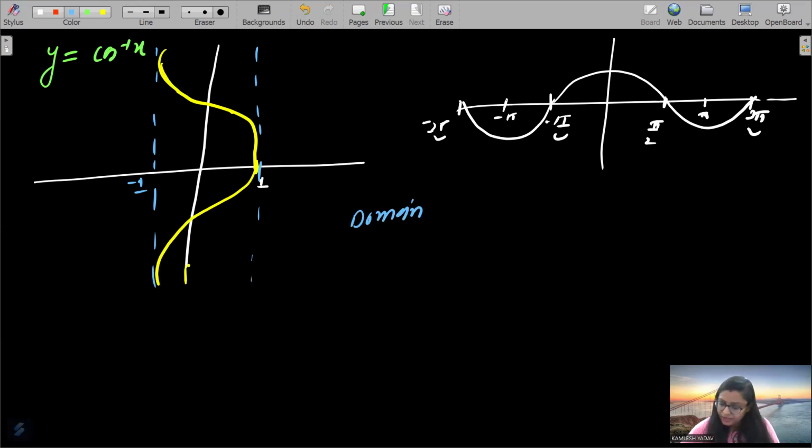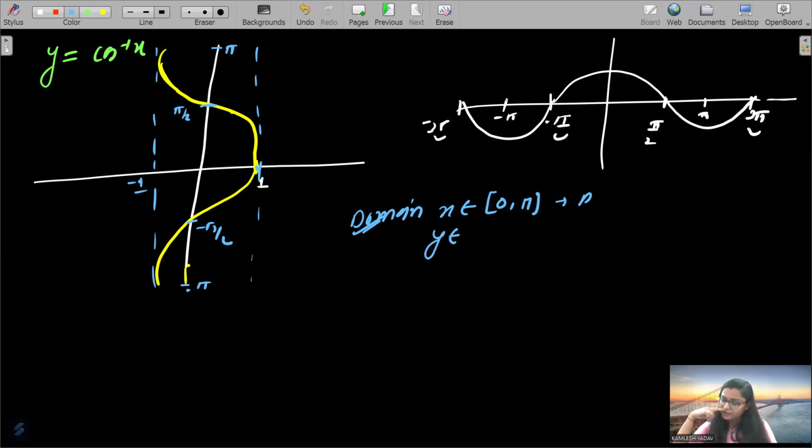First of all, domain. See, I mentioned the point: this is pi by 2, minus pi by 2. Then here it is pi, minus pi. Okay. Then here domain, and this point where it is mid. It means x belongs to 0 to pi. Okay. This is domain. I already wrote here. This is domain. And what about the range?